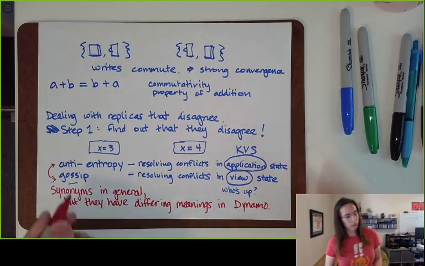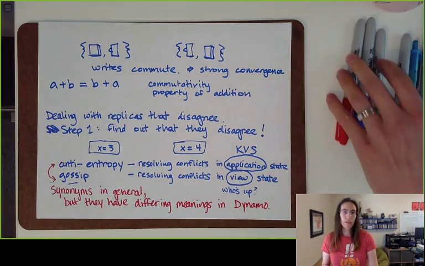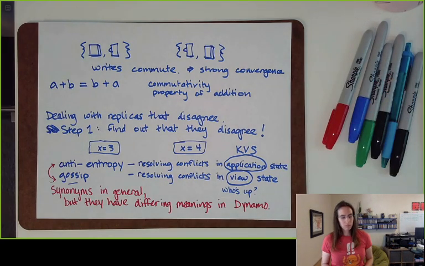Okay, so gossip and anti-entropy are both for resolving conflicts in some kind of state. But then you might ask yourself, why do we need two different mechanisms, right? If they're both for resolving conflicts in state, how are these two problems different? Practically speaking, how is it different?